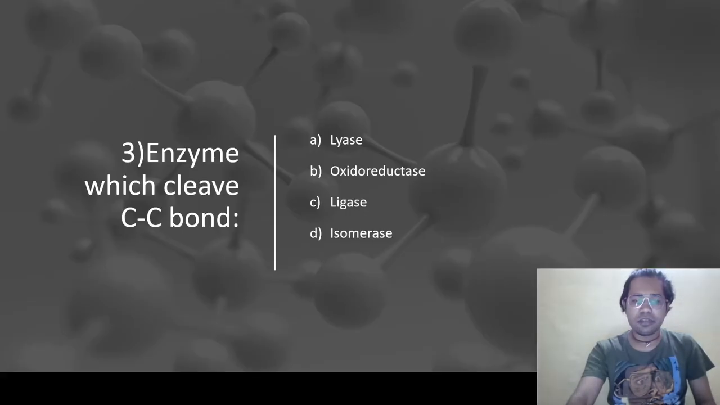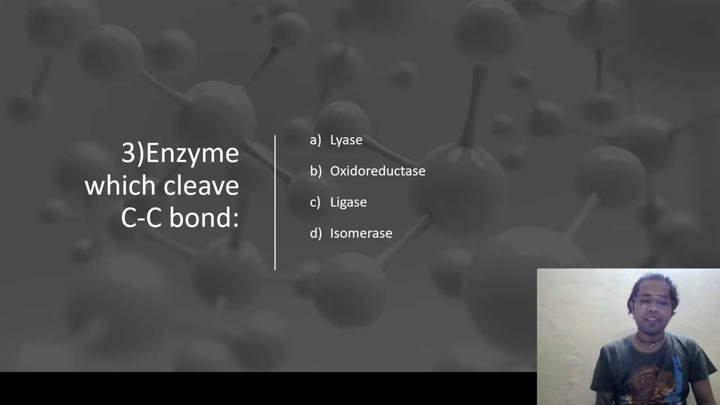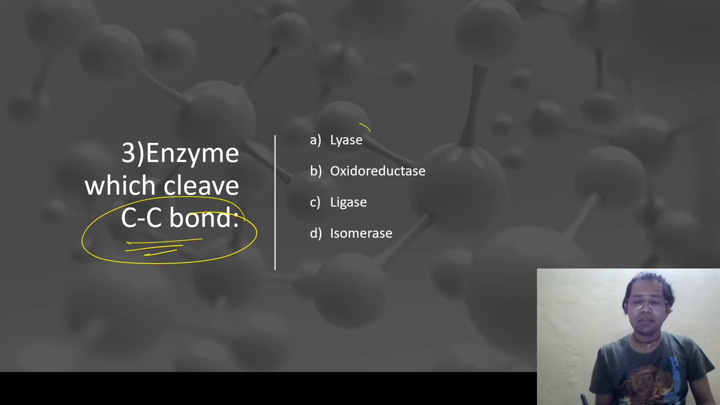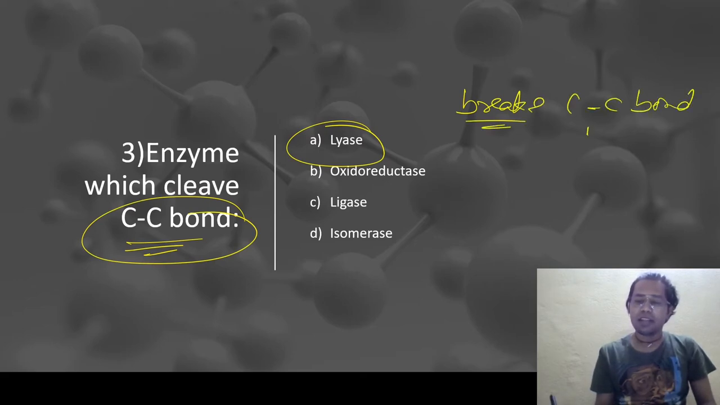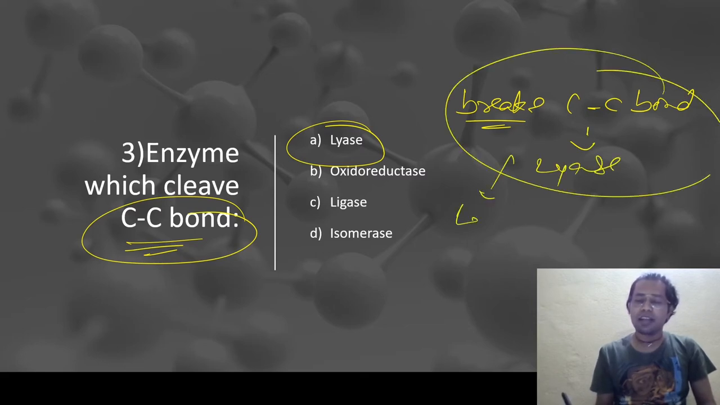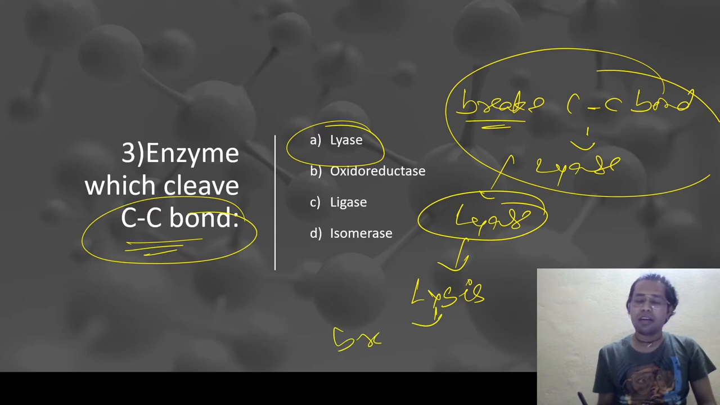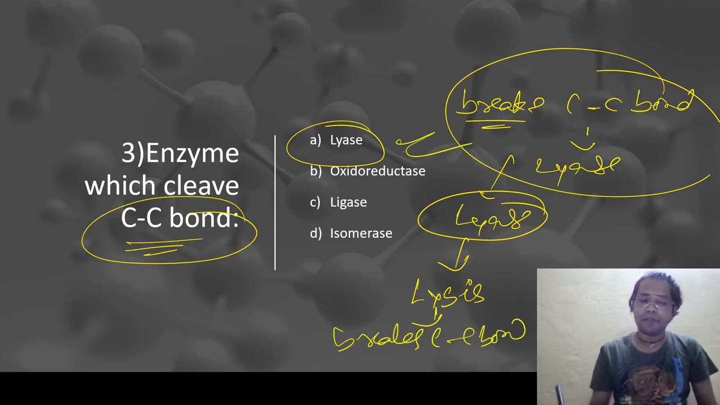Let's see the next question. Enzyme which cleaves CC bond. So yeah, this is very important and very easy. इसको सिर्फ याद रखना है that cleave मतलब क्या हो रहा है? Break करना. Break CC carbon carbon bond is a lyase. This is the definition of lyase. ठीक है, lyase का definition है that lyases break CC bond. ठीक है, fine.